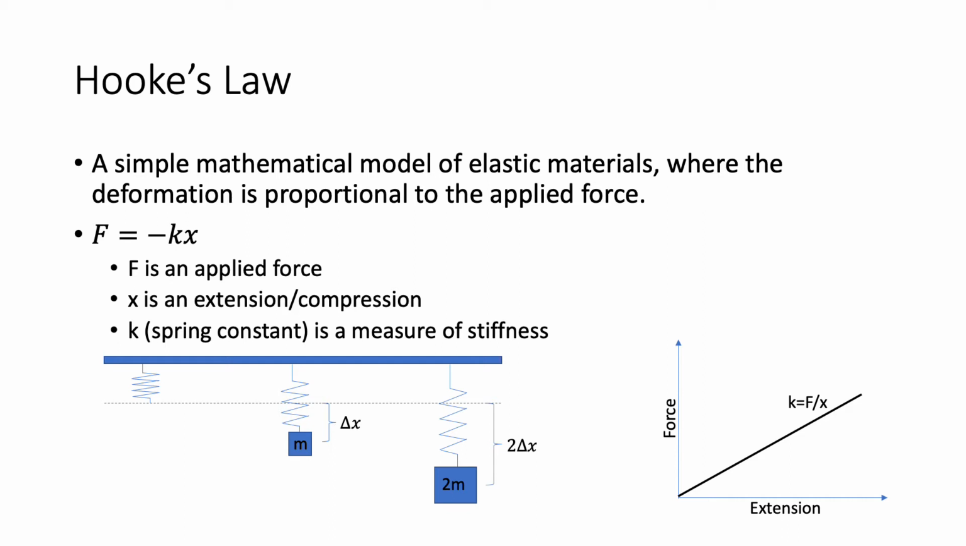We can describe this behavior with a graph of the force on the spring versus the amount of extension the spring undergoes. We find that the stiffness of the spring is just the slope of the line that the graph traces out. So this is something really important. We can measure the material properties of an object, in this case the stiffness of the spring, by applying different forces to it and seeing how it responds.